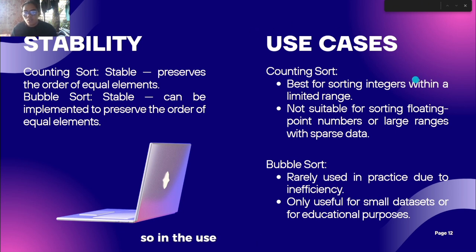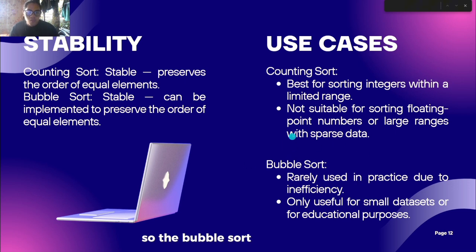So in the use cases, counting sort is best when you are sorting integers in a small range, like test scores from 0 to 100. It doesn't work well with decimals. It only works with whole numbers, and it doesn't work well with a huge range like 1 to a million.